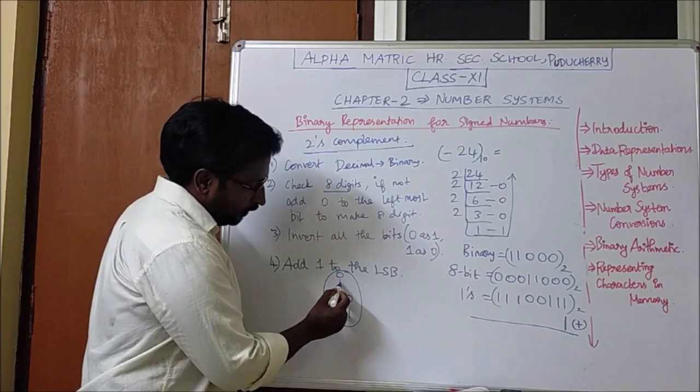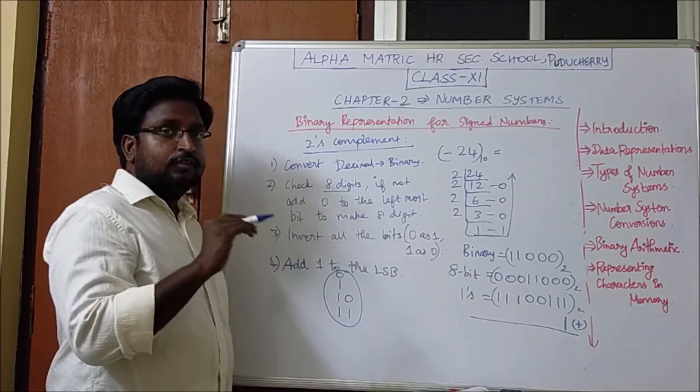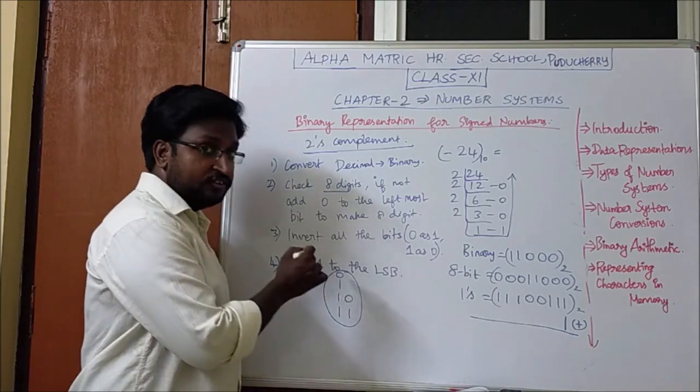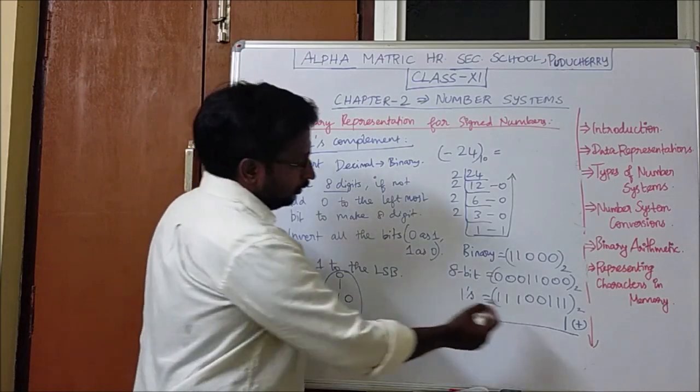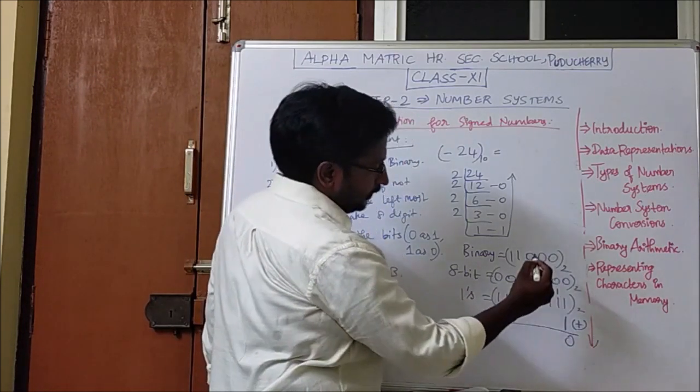So 0 plus 1 is 1. 1 plus 1, in general it is 2, whereas the binary equivalent for 2 is 10. And 10 plus 1 is 11. Here, 10 means I put 0 and carry 1.